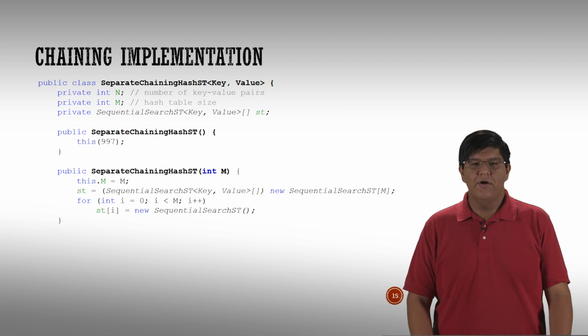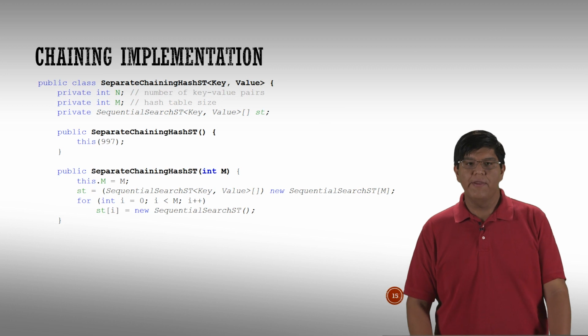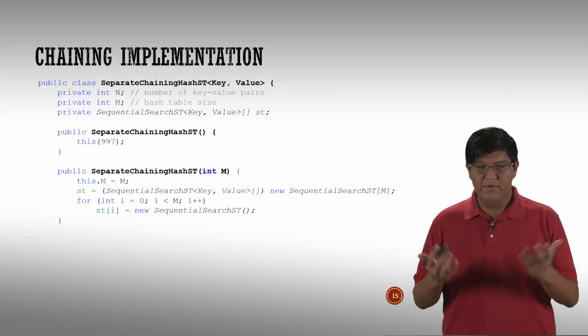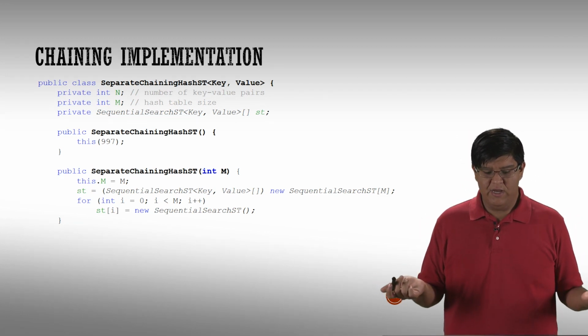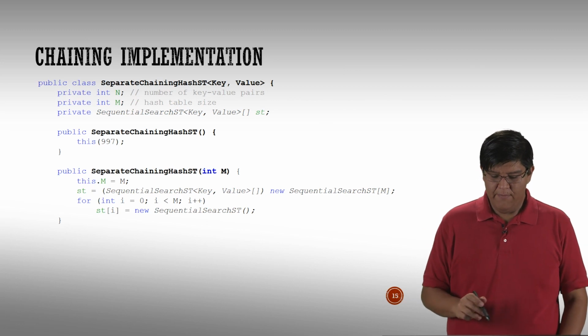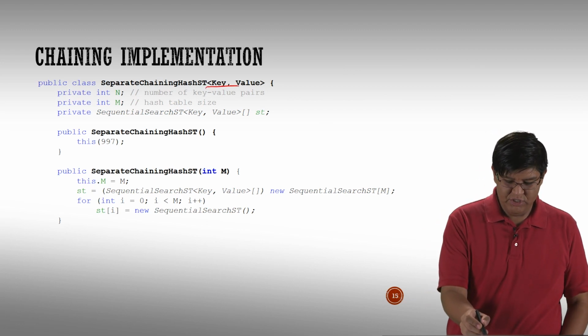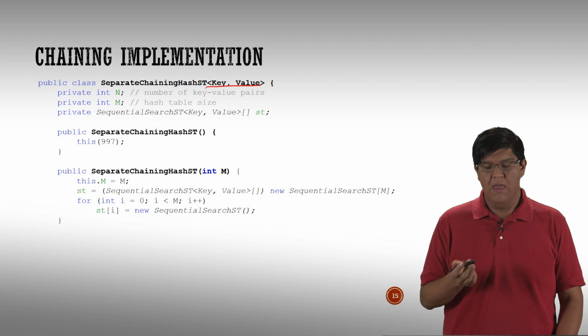Hey folks, in this video I'm going to go over the actual code implementation for a chaining-based hash table. So let's jump in. Initially I have a class, obviously we need a class, SeparateChainingHashTable. That's cool. First thing we're going to notice is we have two generics, basically a generic for our key and our value.